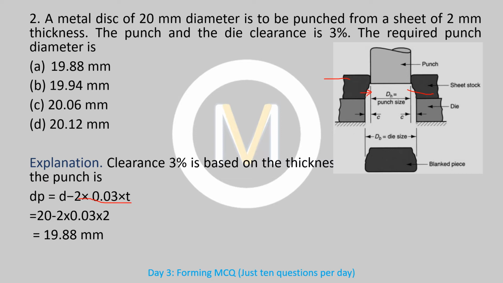So our required diameter is 20 mm and the clearance will be subtracted from the punch. So that will be 2 into clearance of 3% into thickness of 2 mm. That will give 19.88 mm. So this should be the punch, and the hole that will be made finally will be of 20 mm. So our correct answer will be A.